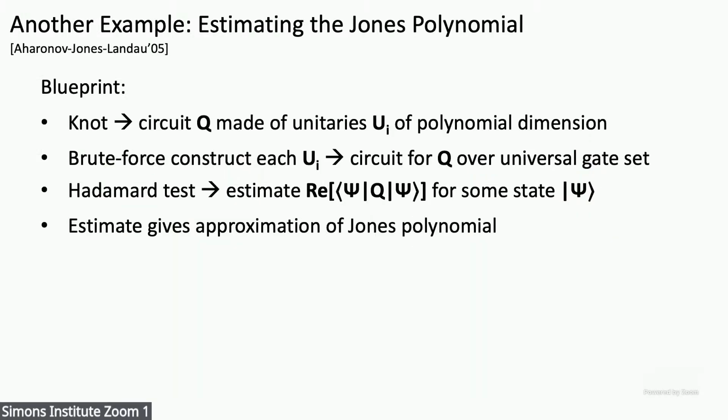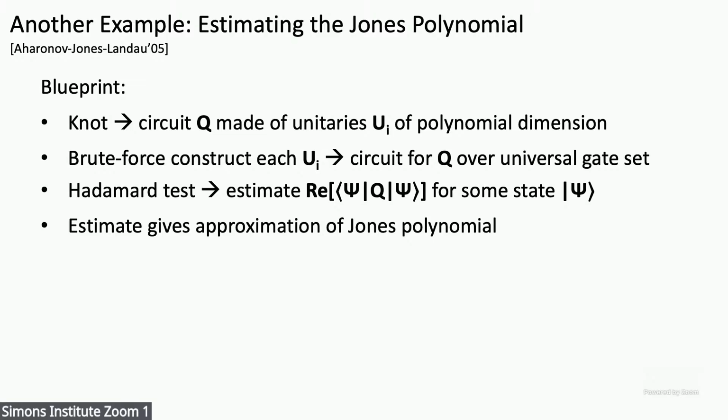Okay, I wanted to mention just one other example. Again, I hesitate to call this a bug in this work, but you should be careful. So this Ehrenfeucht et al. work showing that you can estimate the Jones polynomial with a quantum circuit, they had the following blueprint. I'm not going to talk about what the Jones polynomial is, but the blueprint is you have this knot, you're trying to estimate something about it.